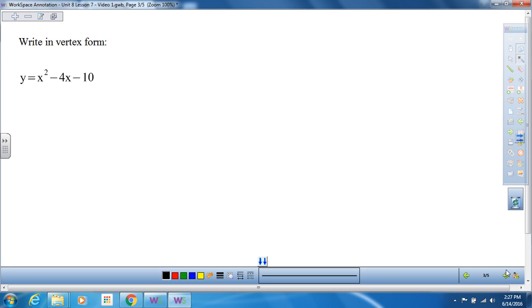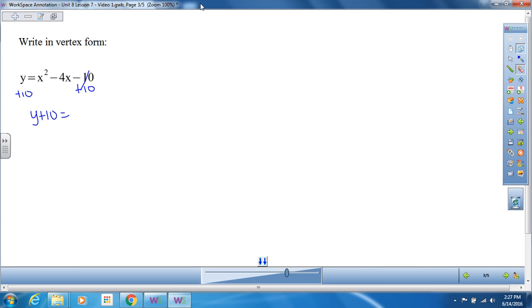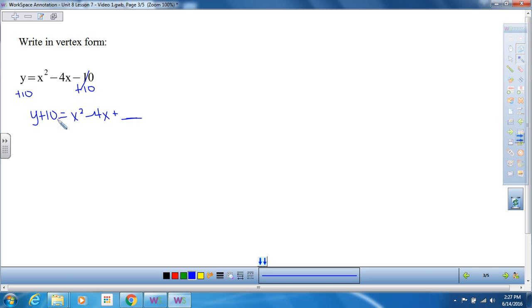Let's do another one. Okay, I'm given it in standard form. I want to write it in vertex form. So, move the 10. Okay. Let's leave blanks because you're going to want to add something here. So you need a blank over here.